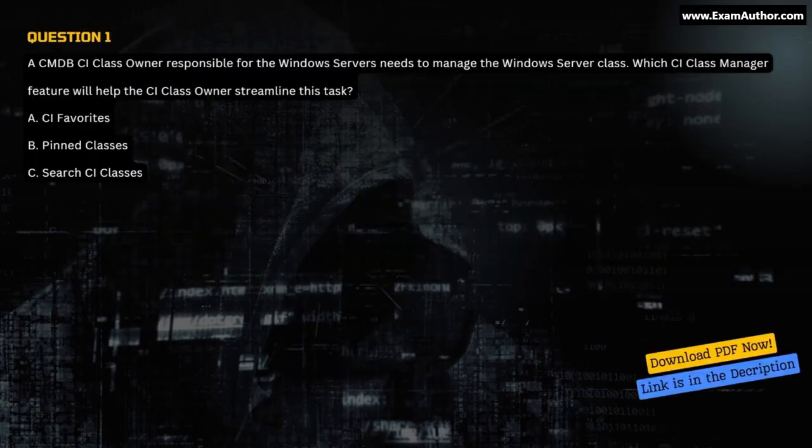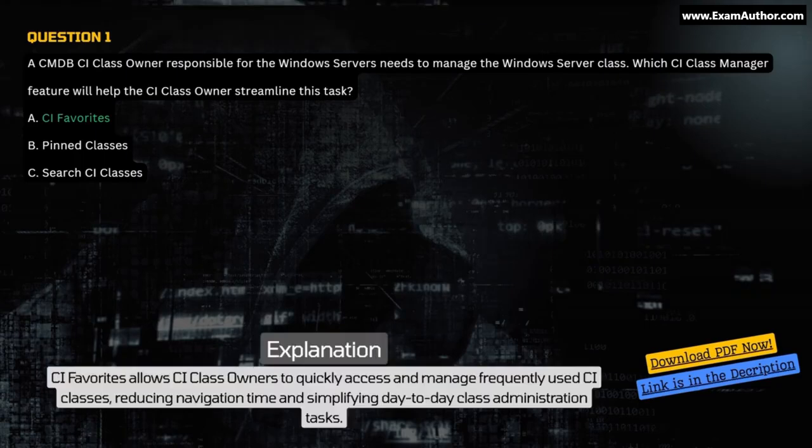Question 1. A CMDB CI class owner responsible for the Windows servers needs to manage the Windows Server class. Which CI Class Manager feature will help the CI class owner streamline this task? A. CI Favorites. B. Pinned Classes. C. Search CI Classes. Correct answer A. CI Favorites. Explanation. CI Favorites allows CI class owners to quickly access and manage frequently used CI classes, reducing navigation time and simplifying day-to-day class administration tasks.